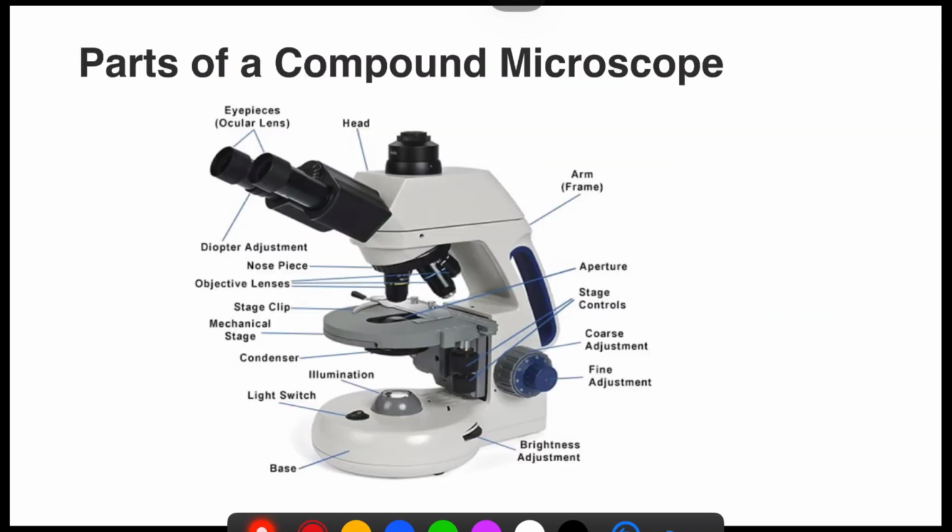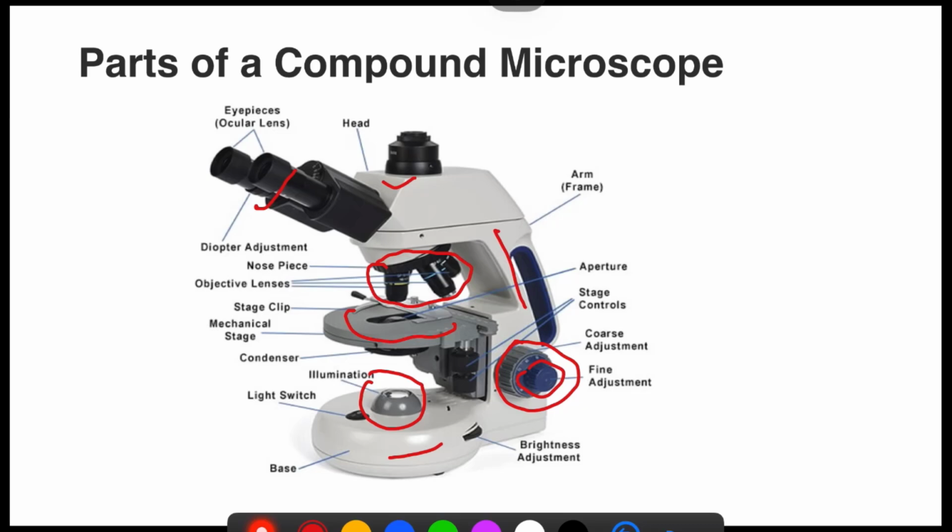So you all know the parts of this compound microscope, starting from the eyepiece, head, this is the arm, these are the objective lenses, this is the mechanical stage, and here the illumination, light switch, base, fine adjustment and coarse adjustment knob, and brightness adjustment. So these are the basic parts of any compound microscope, with which you are very much familiar.